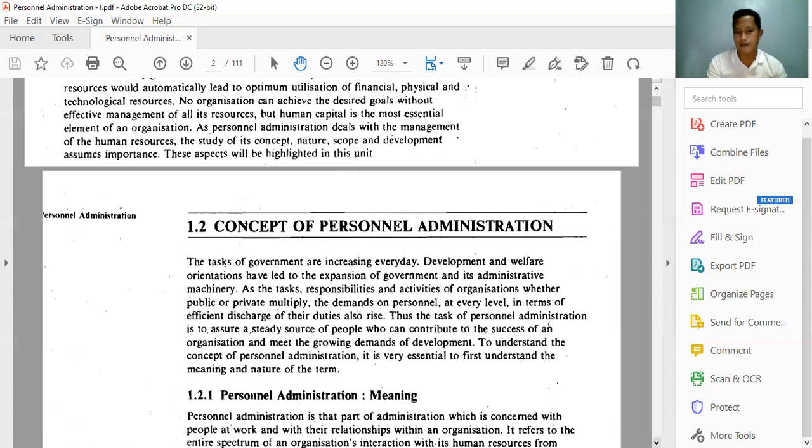To understand the concept of personal administration, it is very essential to first understand the meaning and nature of the term. Usually, what becomes the problem in its system of management as actually applied in an organization is the understanding of this concept. How far have you learned? How can you actually define what is personnel administration?